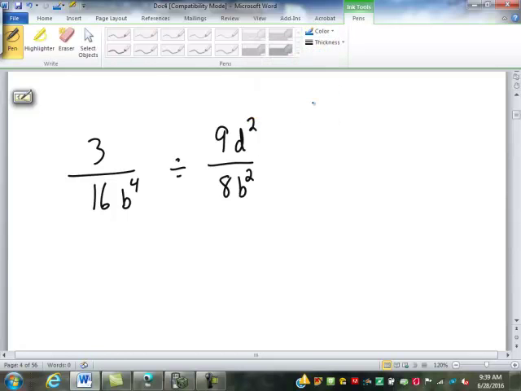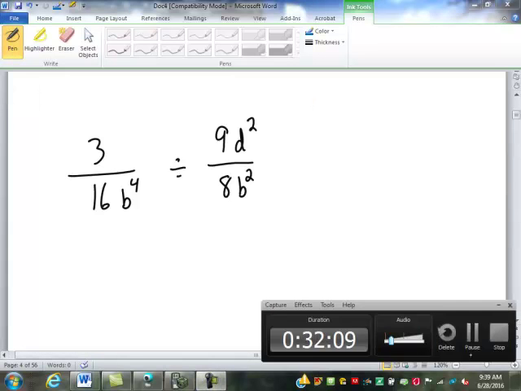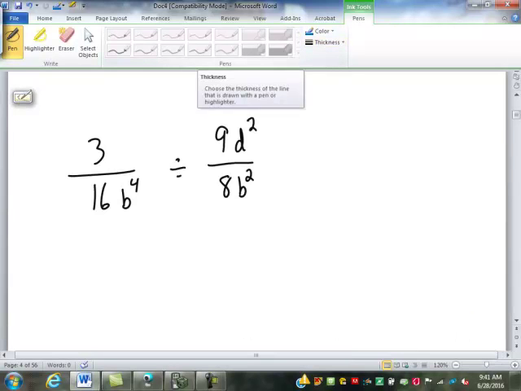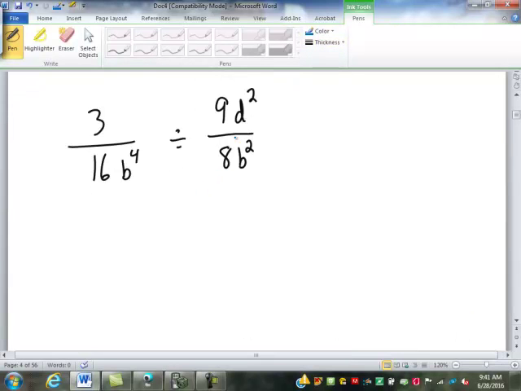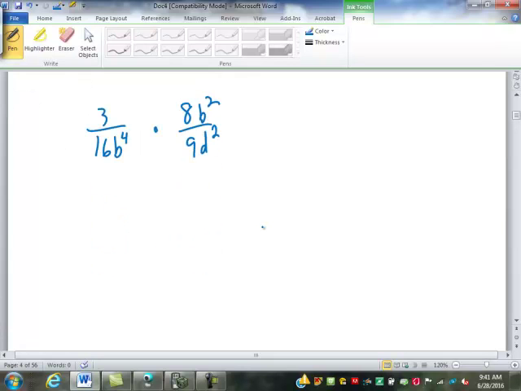Try this one in your notes. See what you come up with. Tell me where to start. Three over 16 b4 times 8b squared over 9d squared. Okay, now I'm going to put that original problem off screen so I don't look back at it. That original problem no longer exists. This is what we are working with now. So then what's next?